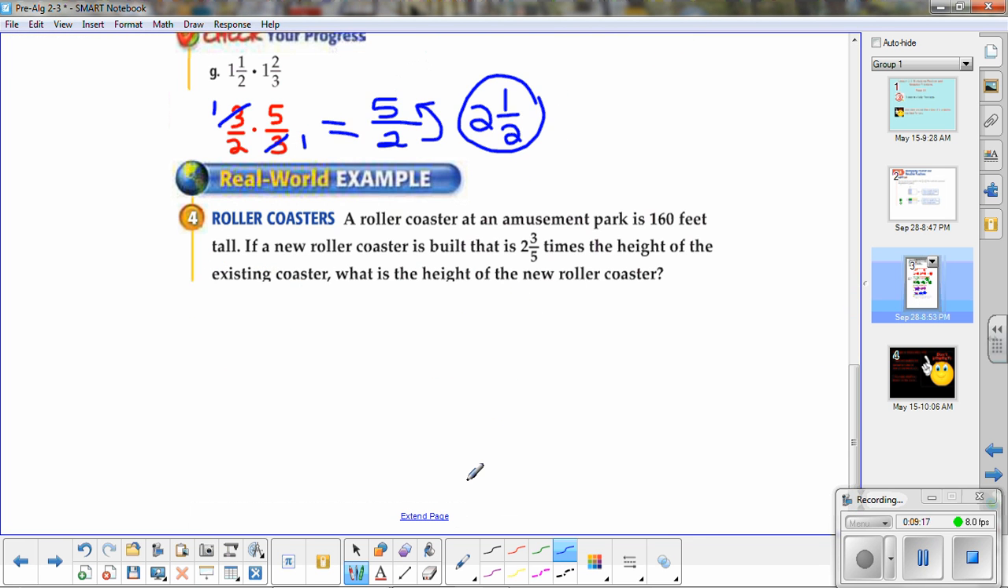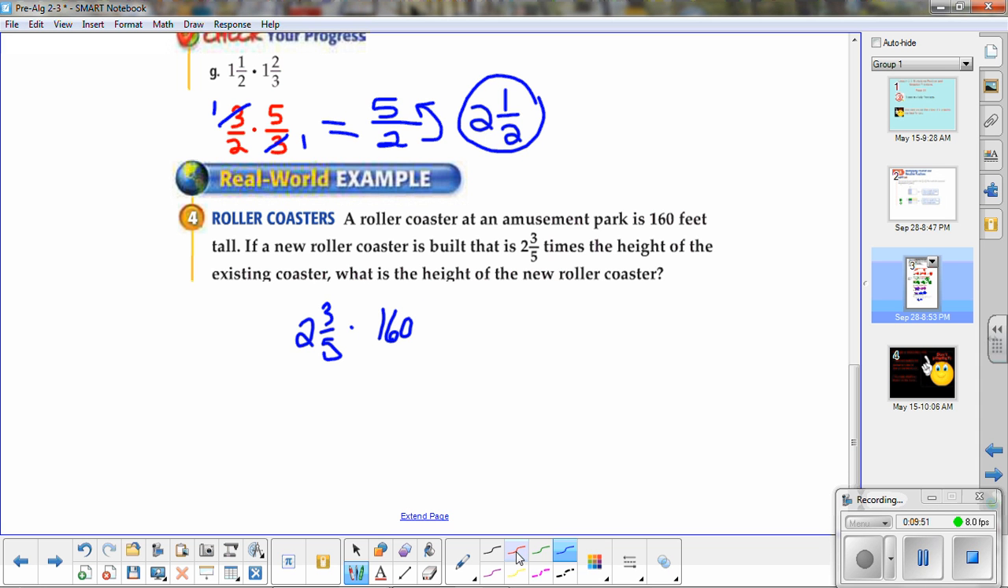All right, our very last example is a word problem. A roller coaster at an amusement park is 160 feet tall. If a new roller coaster is built that is 2 3/5 times the height of the existing coaster, what is the height of the new roller coaster? Well, we want to figure out what 2 3/5 times the height of the existing one, which is 160 feet. So 2 3/5 times 160.